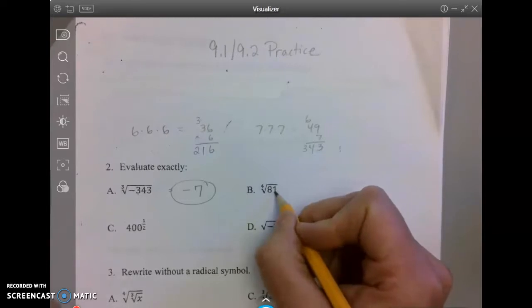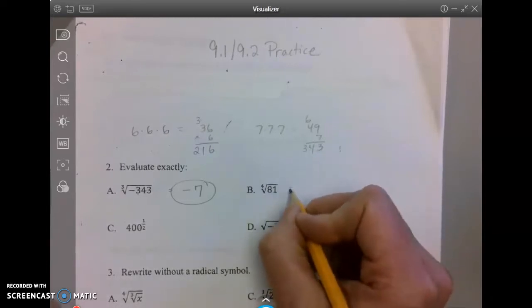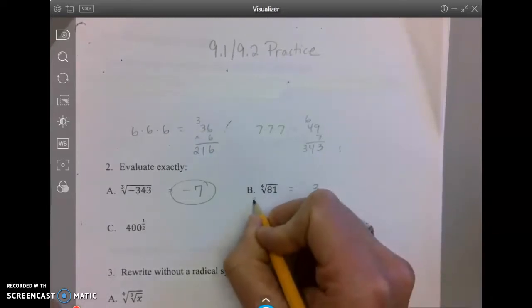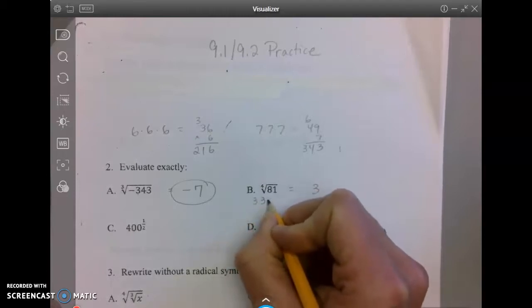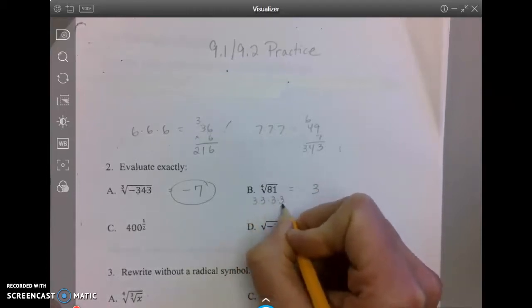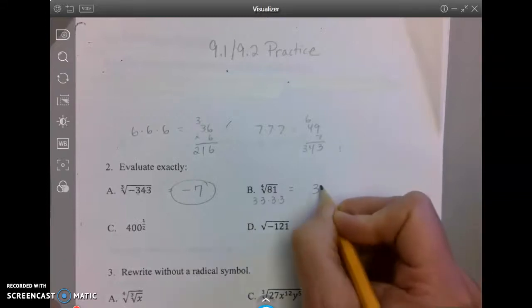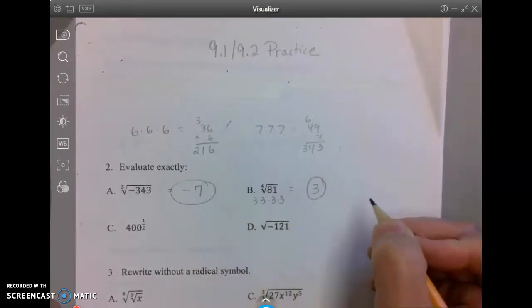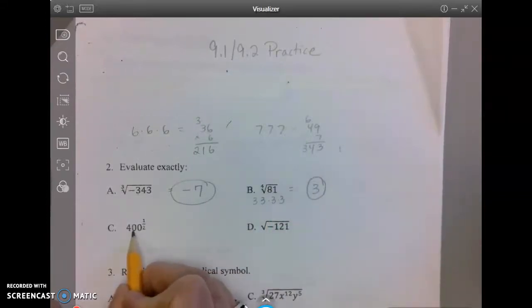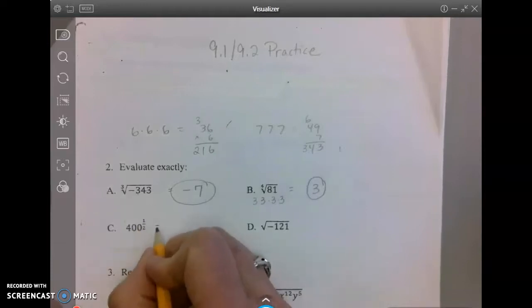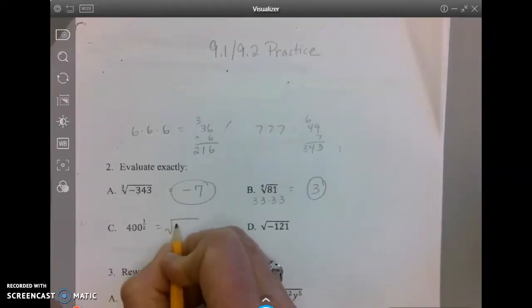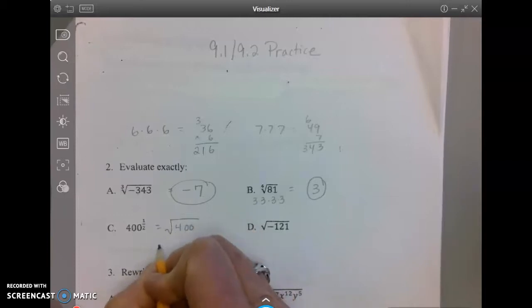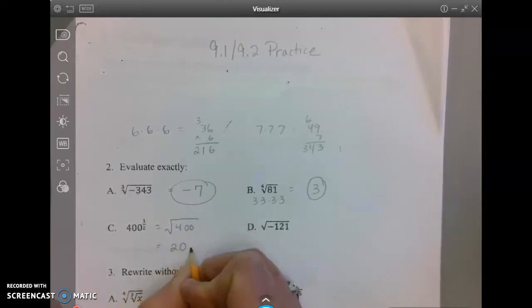So let's see, the 4th root of 81, I'm thinking is 3, because I remember that 3 times 3 is 9, and another 3 times 3 is 9, and 9 times 9 is 81. So the answer is 3. I'm going to rewrite this using the square root of 400. And I know that the square root of 4 is 2, and the square root of 100 is 10, so that's 20. It's positive.